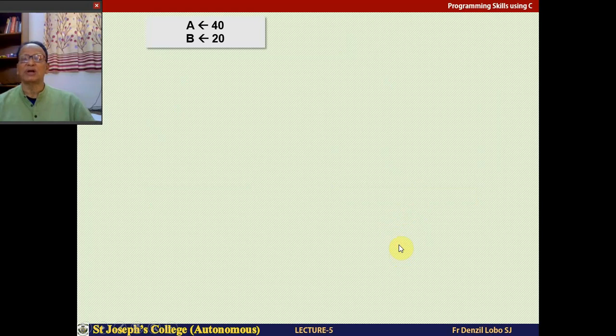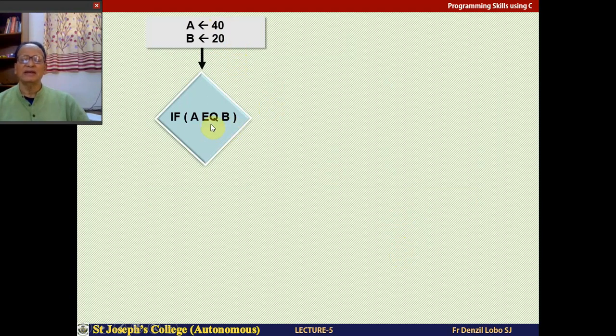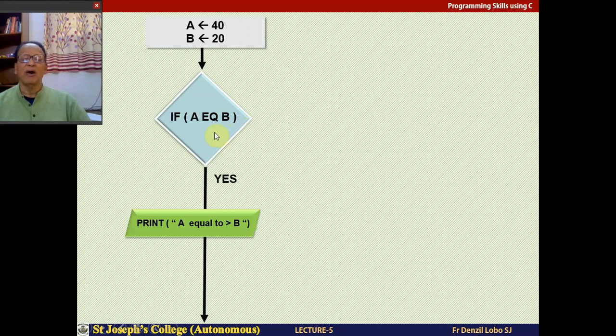So we come to the flow chart, partial flow chart. So I assign 40 to A and 20 to B. Then I ask if A is equal to B. My question now this time: it may be equal, or A may be greater, or B may be greater. I will have to find out. So first question I'm going to ask is A equal to B, and if A equal to B, then you say here print A equal to B.